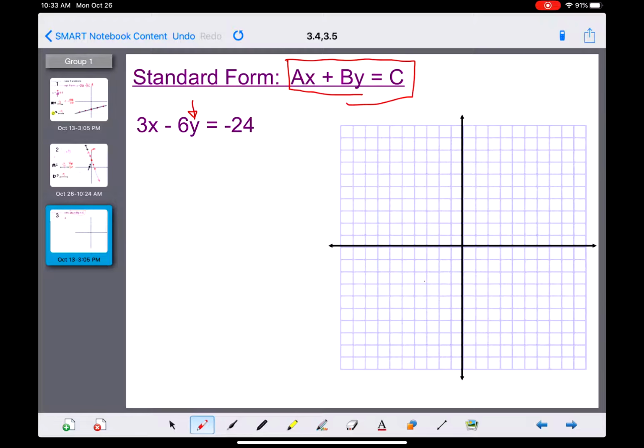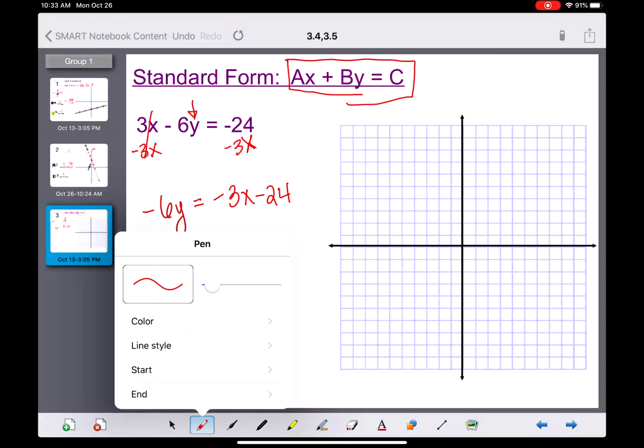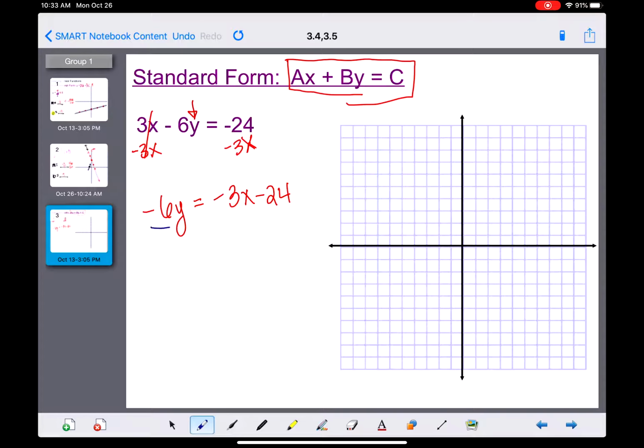I'm going to move my 3x over by subtracting. That way they cancel out. I'm left with -6y is equal to -3x minus 24. Remember, an x and a constant are unlike terms. They cannot be combined together. I still want to get y by itself, so I'm going to divide every single term by -6.